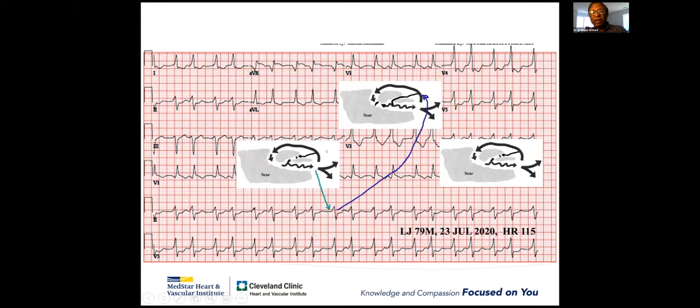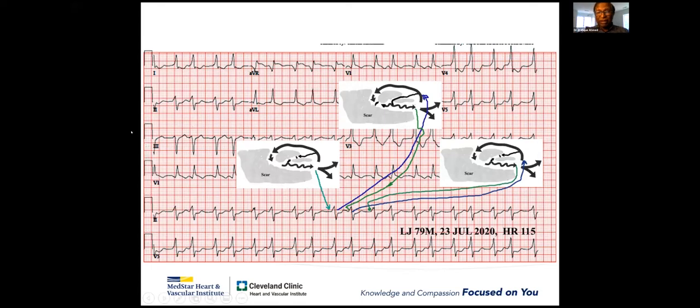This time it was blocked, and the second time it comes back through this shorter circuit, it will come earlier and produce this earlier complex. And then it goes back to the circuit, uses another pathway, and produces the second. You can actually see VT with irregularity because there are two entry points in the circuit. Sometimes you can see bigeminy with a different morphology QRS, that means the entry point is the same, but the exits are two different ones. And that is the explanation for this.